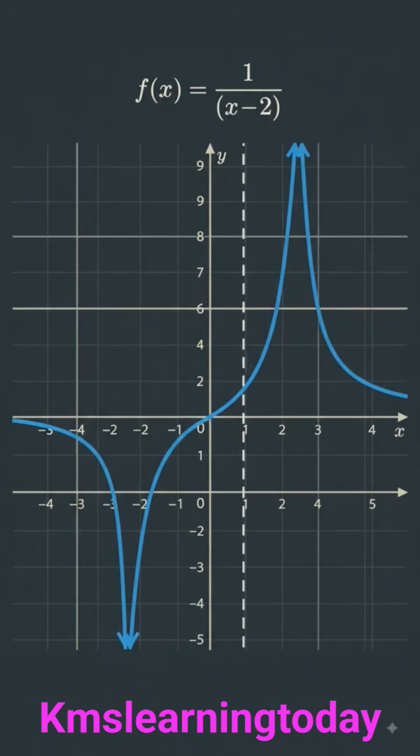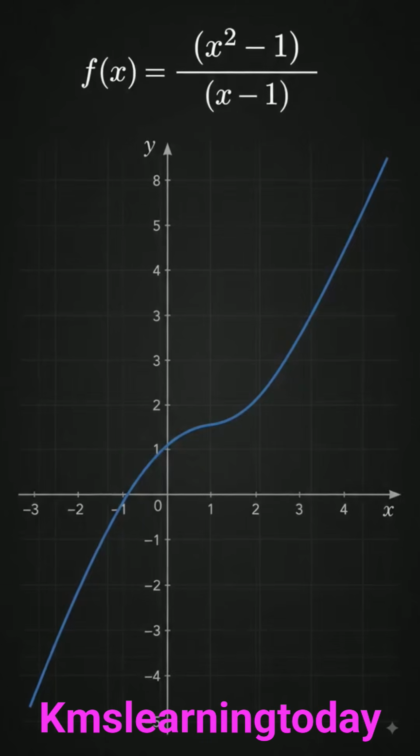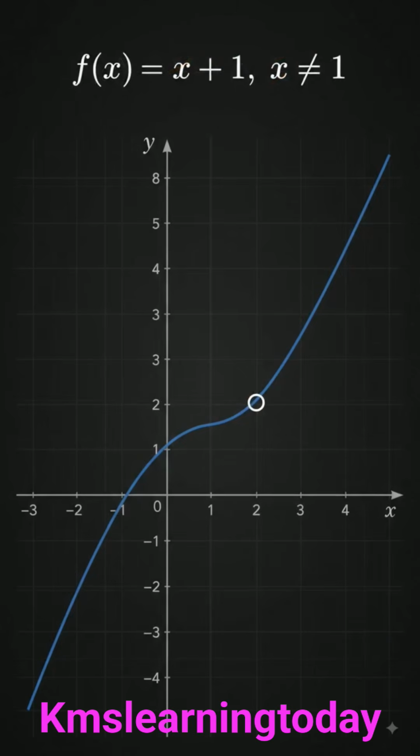For 1 divided by (x minus 2) at x equals 2, the function is undefined and therefore discontinuous at that point. This function has a removable discontinuity. After factoring and canceling, it becomes x plus 1, except at x equals 1, so the graph has a hole at (1, 2). The limit exists, but the original function value is missing.